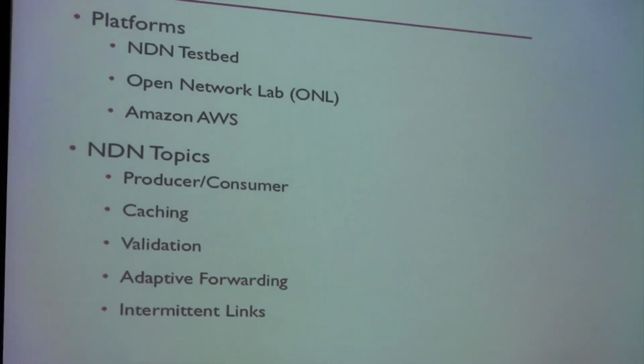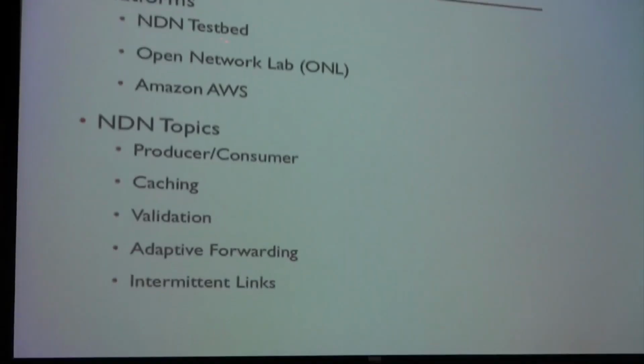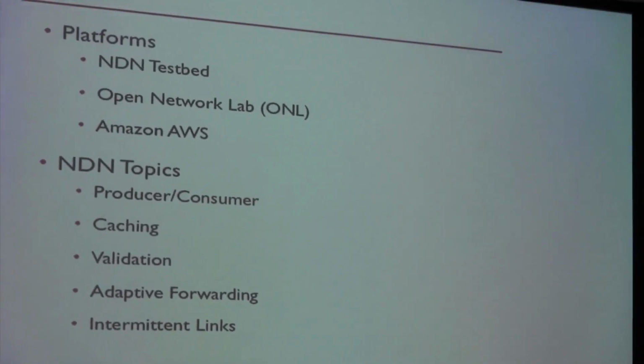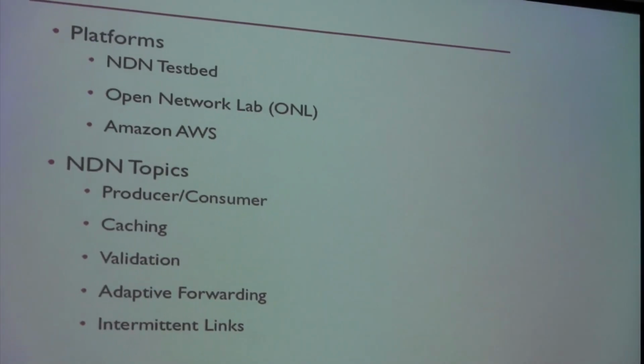Okay, so in my demonstrations I'm going to use several platforms. Hopefully I'll be using the NDN Testbed. I'll be using the Open Network Lab, which Alex mentioned a little bit about, and I'll say a few more words about. I'm going to be using Amazon AWS to add some end hosts to the NDN Testbed to be able to test it at a little more scale. Some of the topics that we're going to be covering with these demonstrations: NDN topics, producers and consumers, which Baishuan talked about this morning, caching, validation, adaptive forwarding, and we're going to show NDN operating over intermittent links.